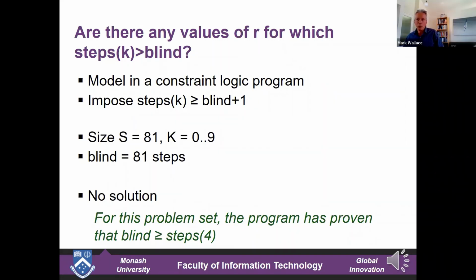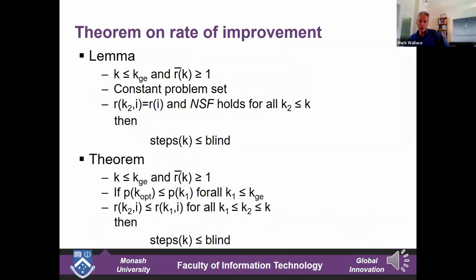But this was done for quite a small problem and actually for only one problem. What we'd like to do is to do it for large problems, and we'd like to prove it in general for all problems. So that was a real challenge. And it turns out to be possible by starting just to make the proof for a constant problem set, and assuming that RKI is independent of the K, so we have the same value of RKI for all initial current fitnesses K. Then we can prove that steps K is less than or equal to blind. It's equal to blind if all the probabilities are 1.